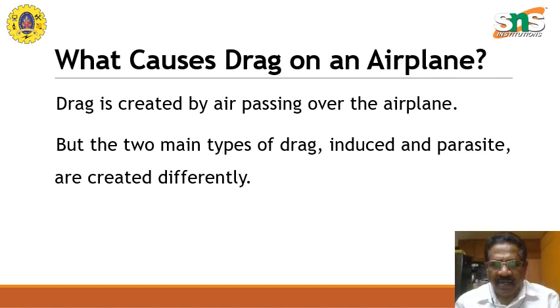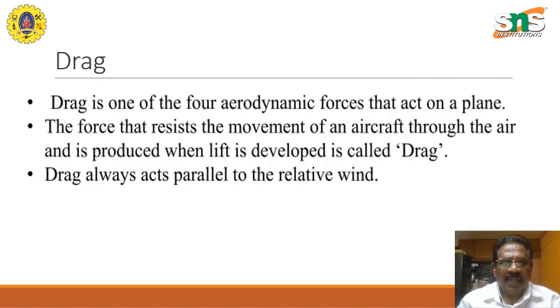What causes a drag on an aeroplane? A drag is created by air passing over the aeroplane. But the two main types of drag are the induced and the parasite drags, and they are created differently. It is one of the four aerodynamic forces that act on a plane. This we have seen in the previous videos. The force that resists the movement of an aircraft through the air and is produced when lift is developed is called drag. Drag always acts parallel to the relative wind.